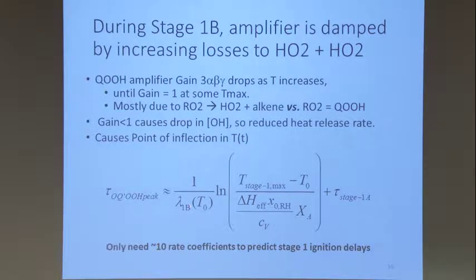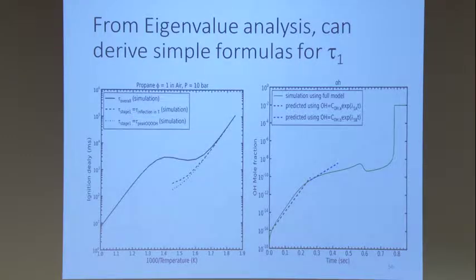You take the lambda, calculate with the eigenvalue analysis, and you have to know some temperatures and some delta H's, how much fuel you have to start with, and stuff like that. But it turns out you don't need very many numbers. There's like 10 numbers or something that come in, and they give you this tau. And you get this simple formula for the tau, and you can compare it to the experiment.